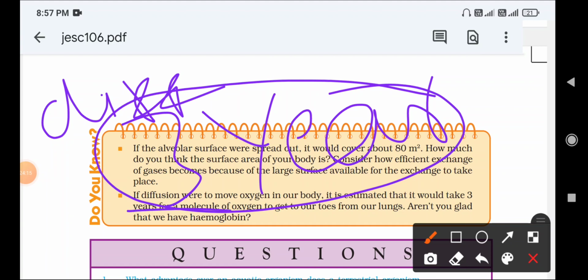So aren't we glad we have hemoglobin? It is a respiratory pigment that transfers oxygen in a fraction of a second, whereas by diffusion it would take nearly 3 years.